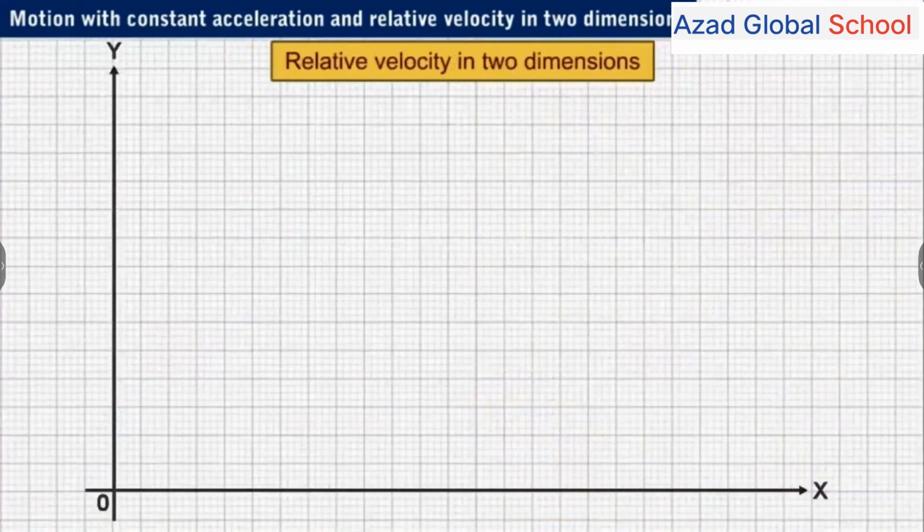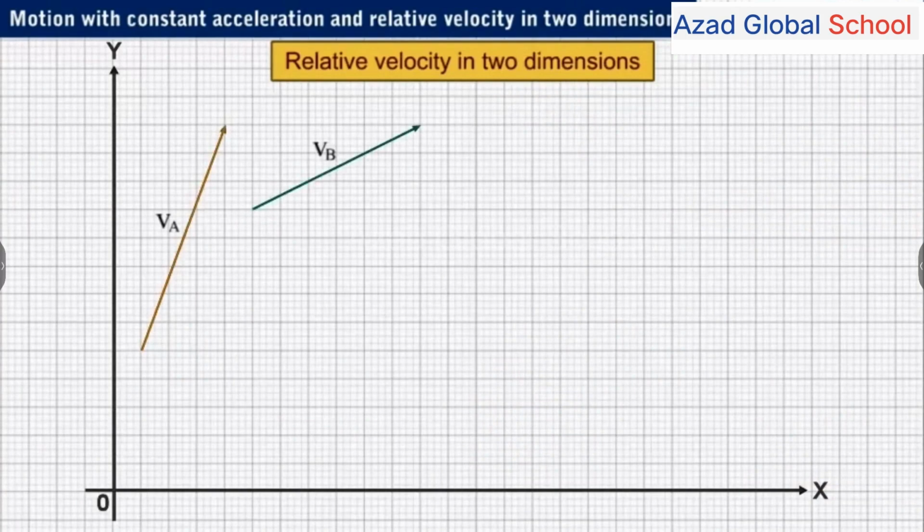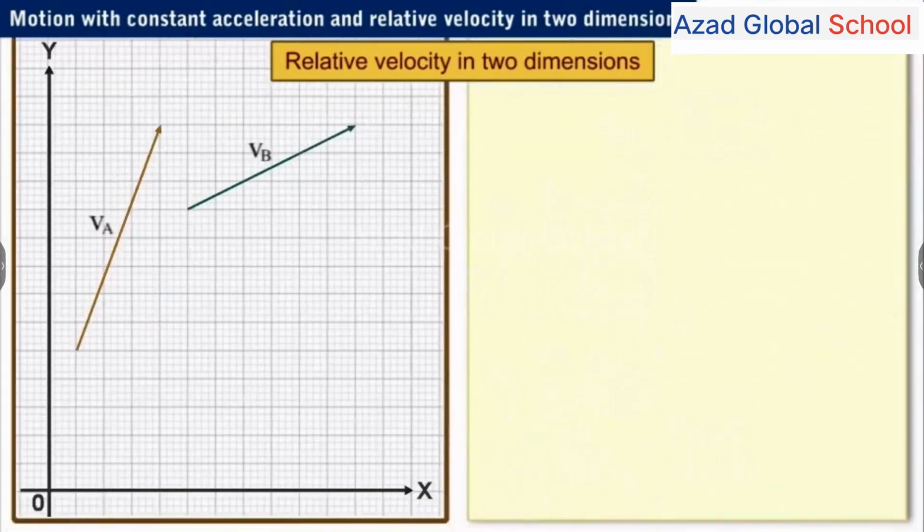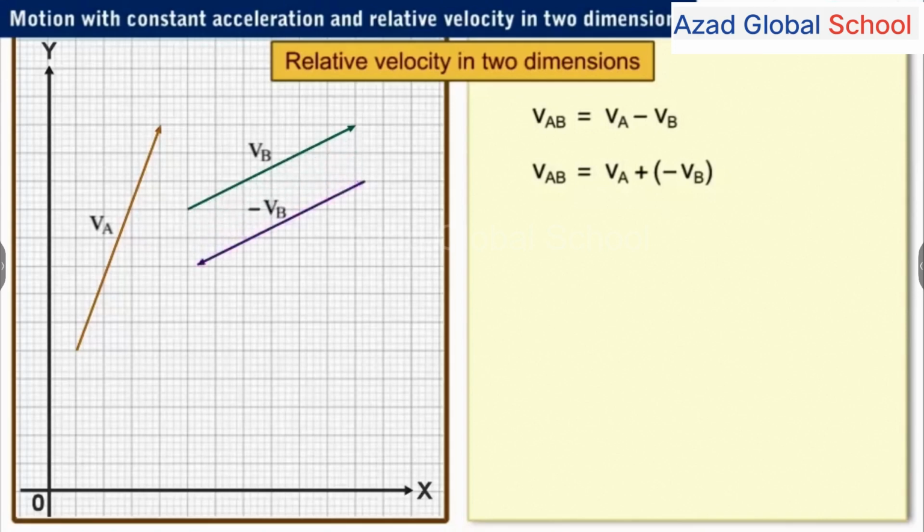Now, let's discuss relative velocity in two dimensions. Consider two bodies A and B moving in the xy plane with velocities VA and VB respectively with respect to the coordinate system. The velocity of A with respect to B is written as VAB is equal to VA minus VB. Since subtraction of vectors is slightly confusing, we can write this equation as VAB is equal to VA plus minus of VB. Here, we must reverse the given VB and obtain minus VB and then add VA and minus VB to obtain VAB.